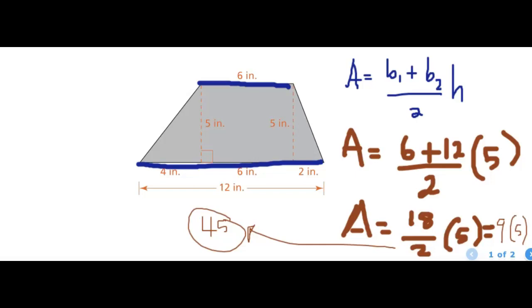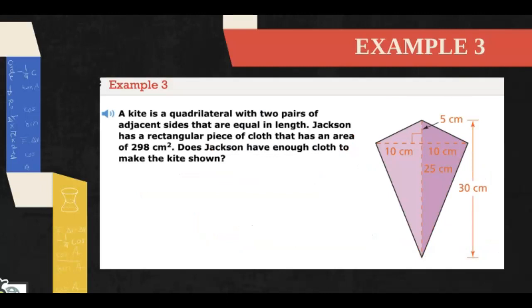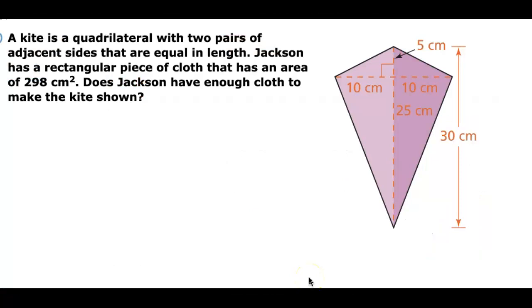Okay, so let's see if we could have another example. Alright, we have example number 3. A kite is a quadrilateral with two pairs of adjacent sides that are equal in length. So Jackson has a rectangular piece of cloth that has an area of 298 square centimeters. Does Jackson have enough cloth to make the kite shown over here? Let's see. So here's our kite. We would like to see if the 298 square centimeters that Jackson has will be enough to cover this.